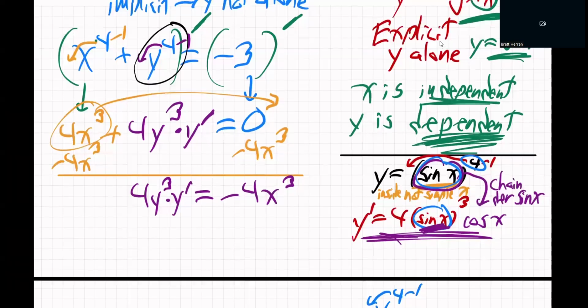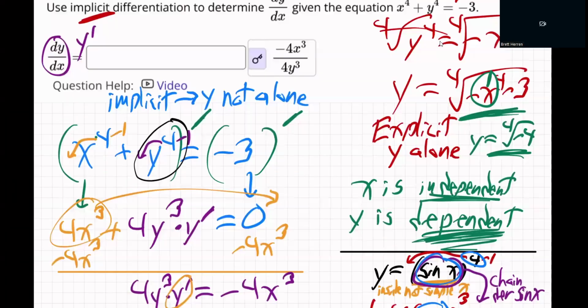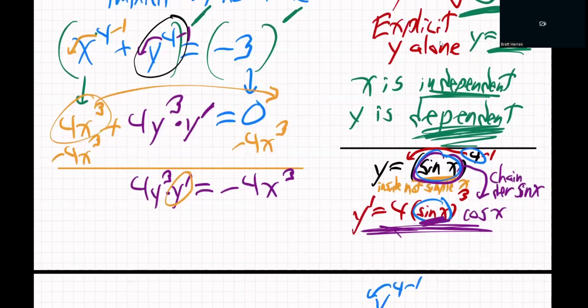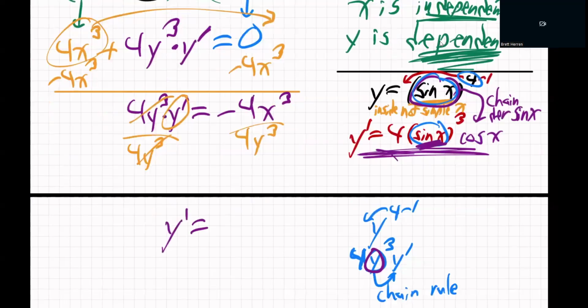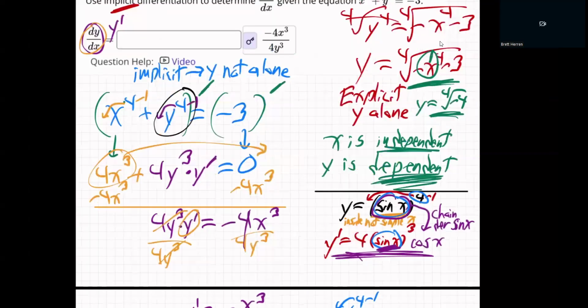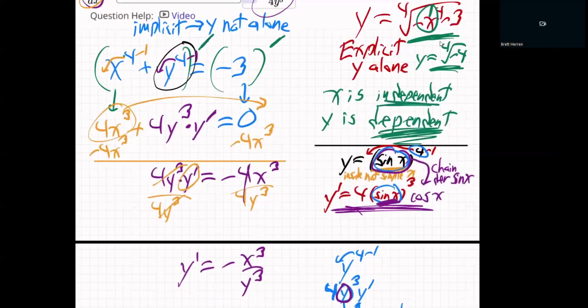And last step, to get y prime alone, right? We're trying to find y prime. What do we got to do? Divide by 4 y to the third. What you do to one side, do to the other. Boom. Y prime's alone. These 4's cancel, actually. It's minus x cubed over y cubed. I don't know why in the answer they kept the 4's, but it's good either way. And so there we go.